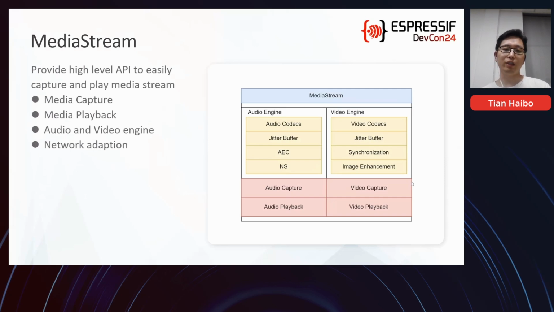Audio and video engines. They include audio codecs, video codecs, and audio processing like acoustic echo cancellation and noise suppression. The video engine contains maybe synchronization and image enhancement. They also include network adaptation functions, which are realized by the jitter buffer. Both the audio engine and video engine contain it.